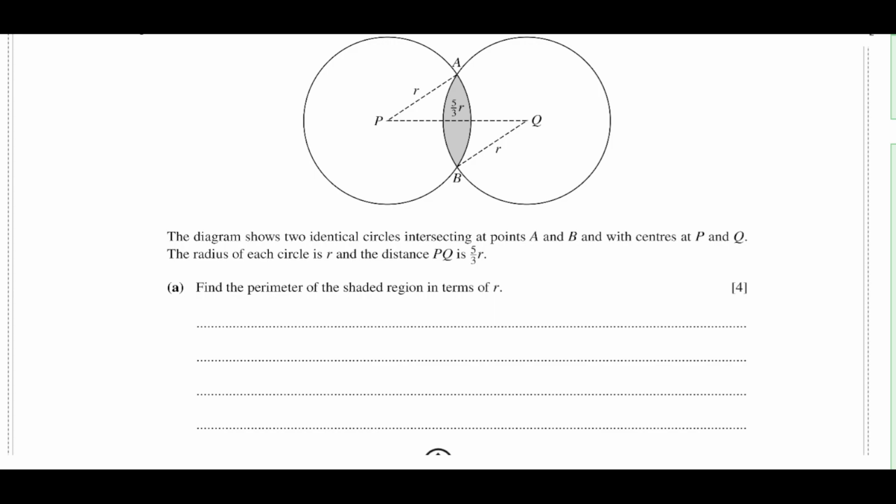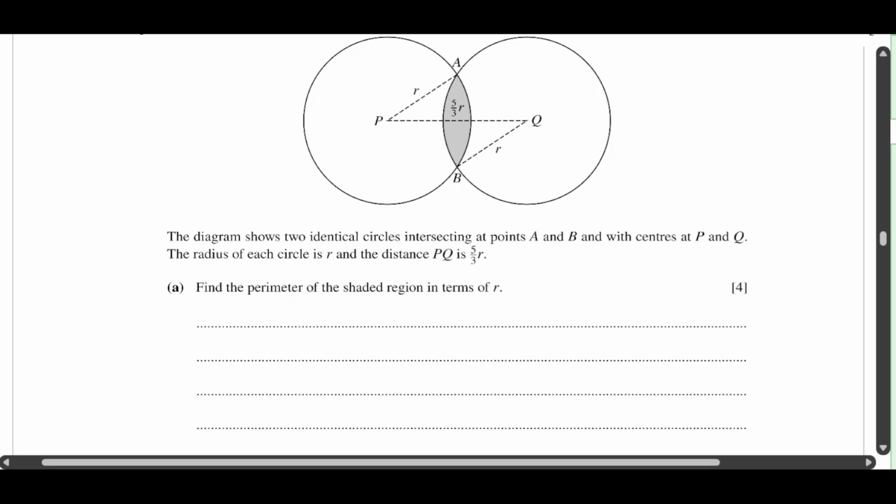Find the perimeter of the shaded region in terms of R. Okay, in terms of R only, we have to say what this shaded region is. So, how do you solve this problem? What have you done? Any idea?